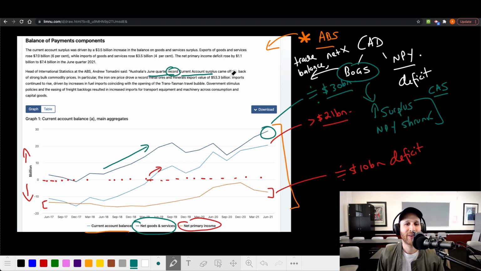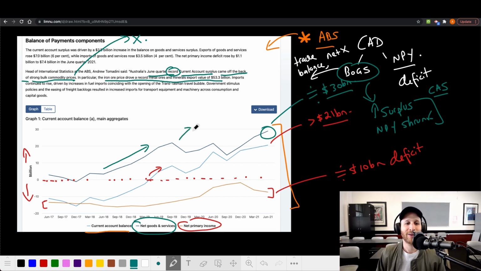came off the back of strong bulk commodity prices. That is the reason why it happened. Commodities are Australia's main exports. In particular, the iron ore price drove a record metal ores and mineral export value of $53.3 billion. So that is helping in terms of the exports.